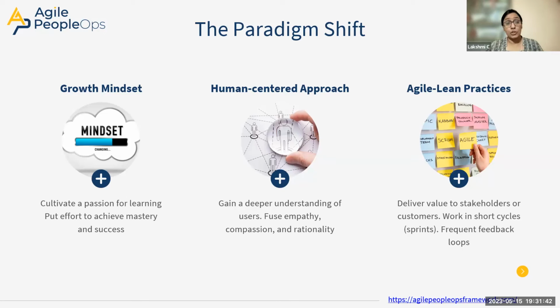The second is a human-centered approach. Now, as I mentioned earlier, people ops professionals and leaders have to empathize with their workforce.